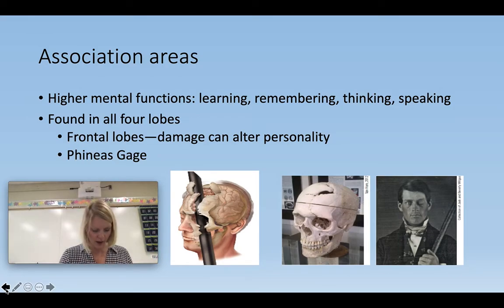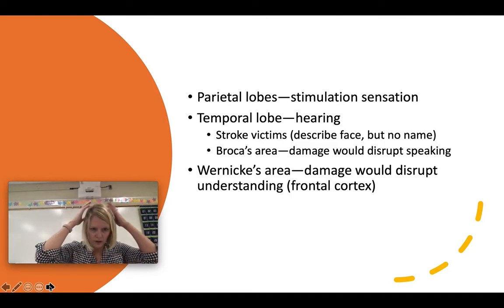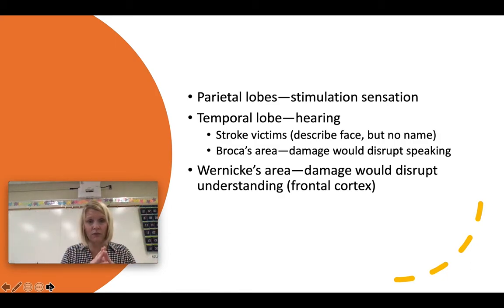So I think we're going to do one more slide, and this will be the end. So the parietal lobe. Remember when we talked about the parietal lobe? We talked about it's for touch. Certain parts of the parietal lobe, like the somatosensory cortex, right? This is in the parietal lobe, and it stimulates our sensation for touching.